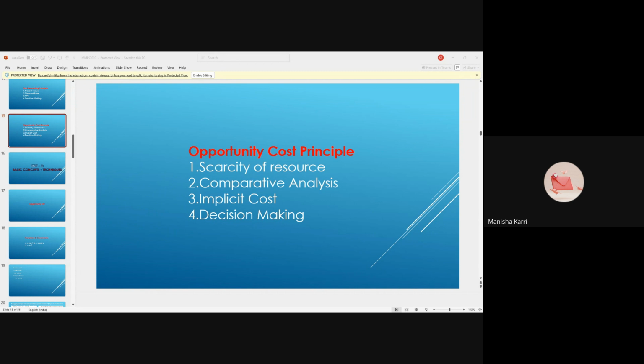Similarly, if a business decides to invest in a new project, the opportunity cost is the potential return that could have been earned by investing in different projects or financial instruments. So overall, the opportunity cost principle is a crucial concept in economics that highlights the importance of considering alternatives and the trade-offs involved in decision making. It also helps individuals and businesses make more rational and efficient choices in allocating resources. This is nothing but the opportunity cost principle.